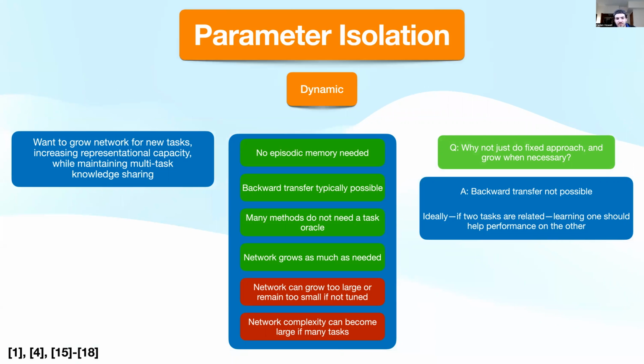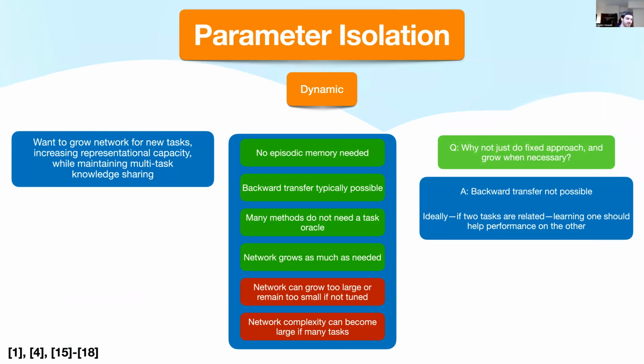And then also we have the fact that backwards transfer is possible, which is a good thing. Specifically if two tasks are related, it's often found that learning one should help the other. And in this case, it is. Many of the methods don't actually need a task oracle in this case. And then networks can grow, as I said, as much as they need.